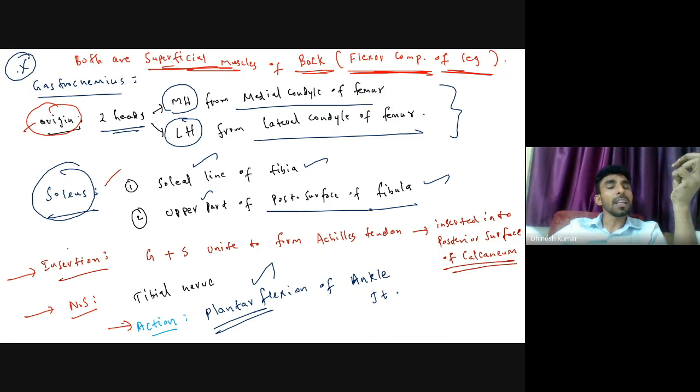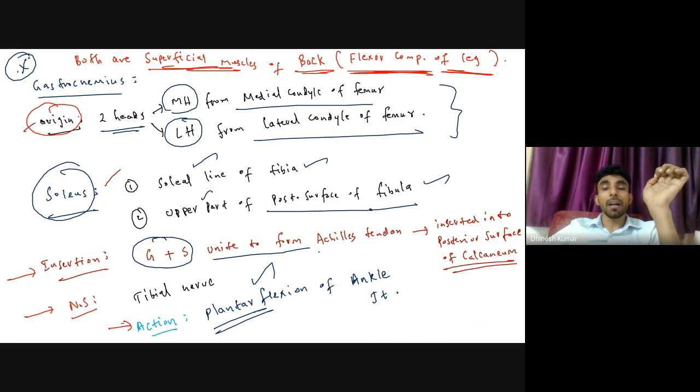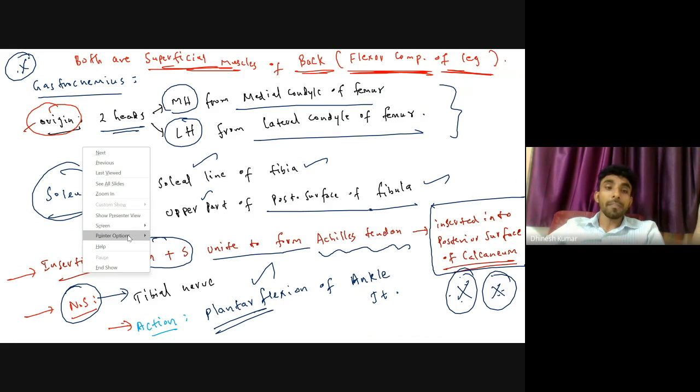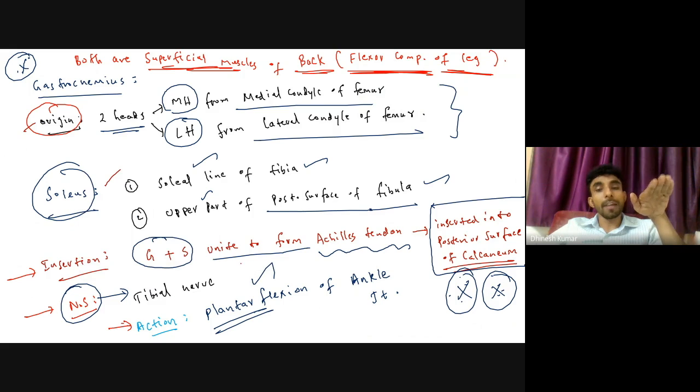What about the insertion of gastrocnemius and soleus? Both unite to form one common tendon called the Achilles tendon, which is inserted into the posterior surface of the calcaneum bone. What about nerve supply? Tibial nerve. Action: plantar flexion of ankle joint, that is, downward movement of the ankle joint.